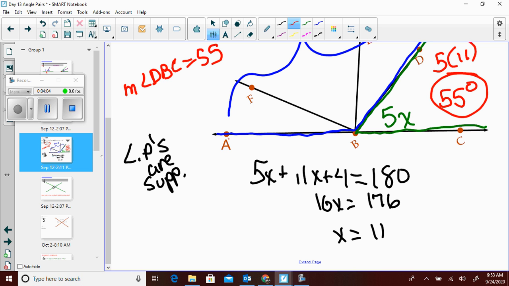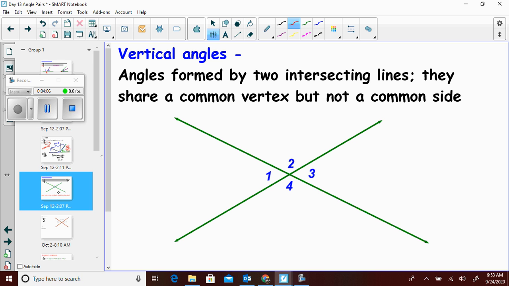Our next angle pair, we touched on this before in the previous lesson, are vertical angles. All right? Vertical angles are formed by two intersecting lines. So I have two lines that intersect. Okay? They share a common vertex, but not a common side. So here's the vertex. 1 and 3 are vertical. See how they share a vertex, but 1 and 3 do not share any sides?